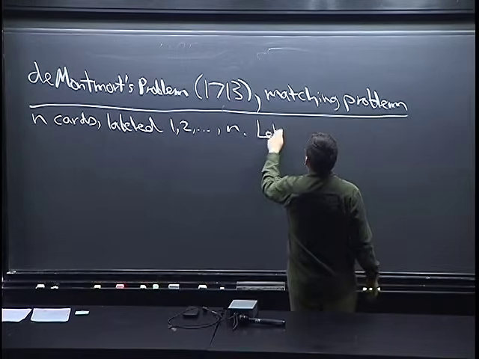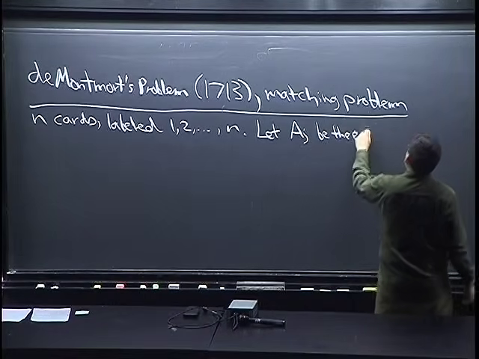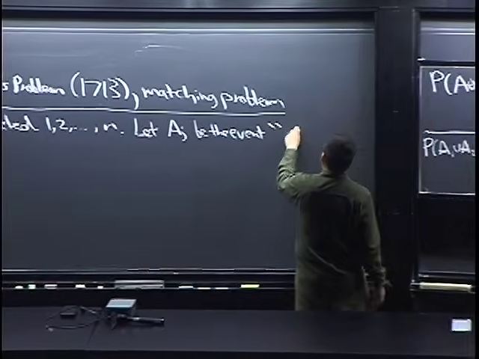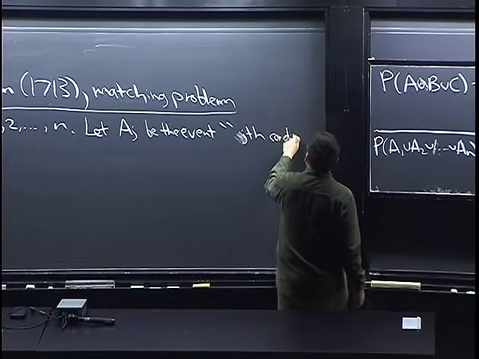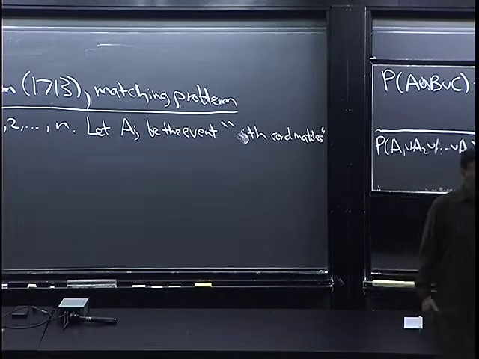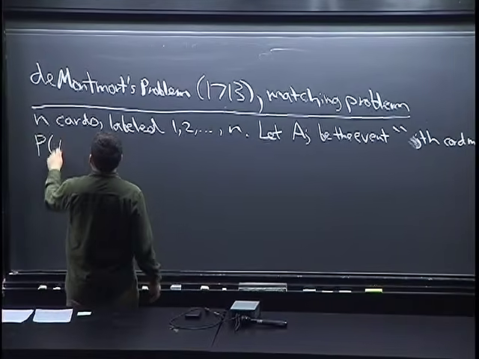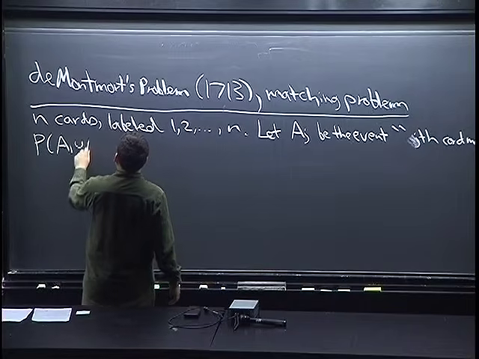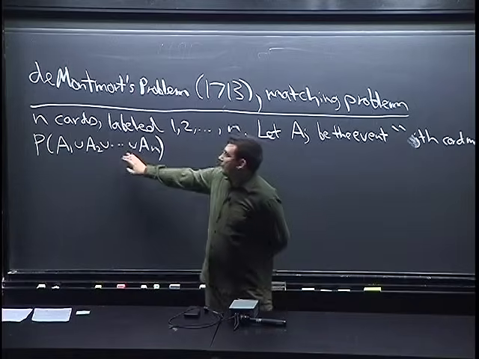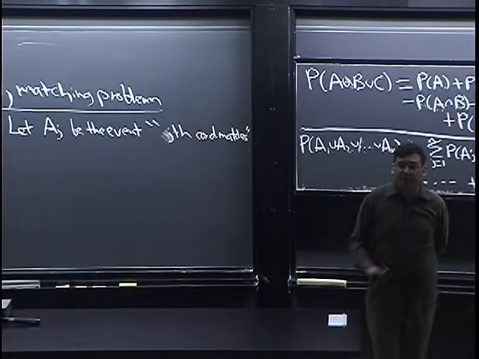So let's call A_j the event that, I'll just say it in words, the jth card matches. In other words, the jth card in the deck is numbered as card j. So what we are interested in is the probability of the union. That is just the mathematical expression for the probability that at least one card matches. That's the probability that you win the game by having at least one match.